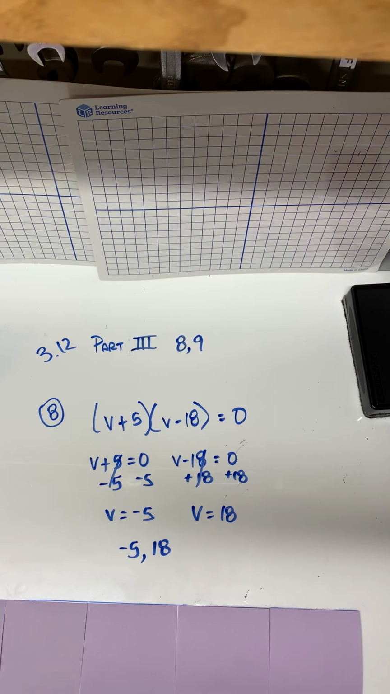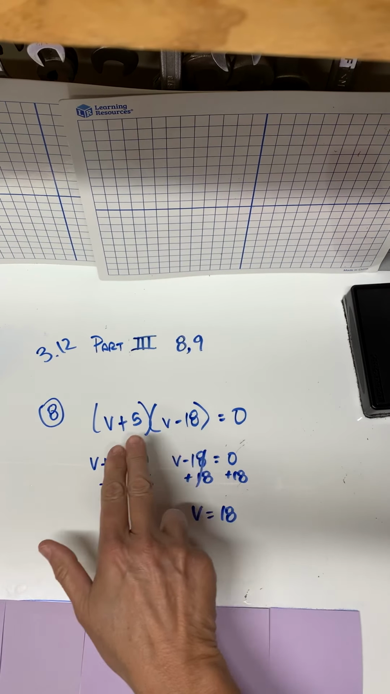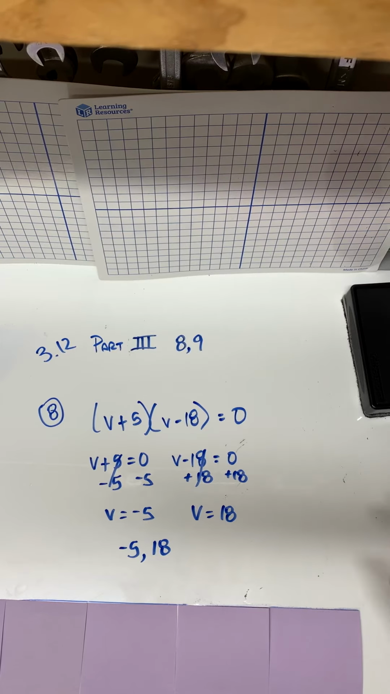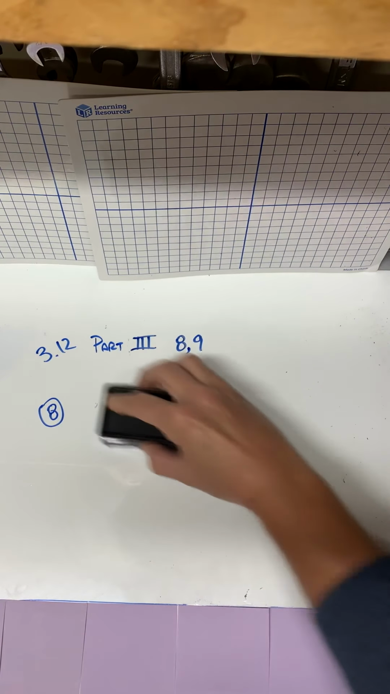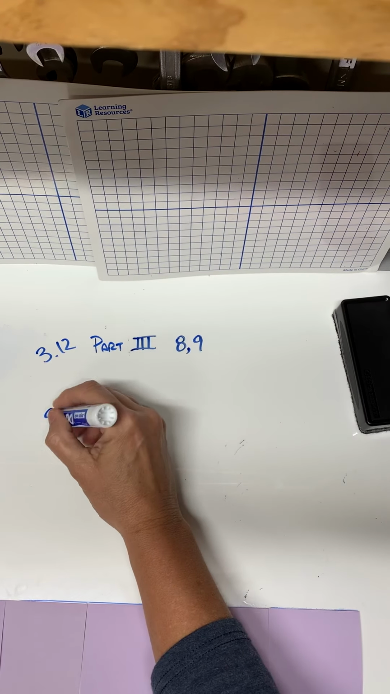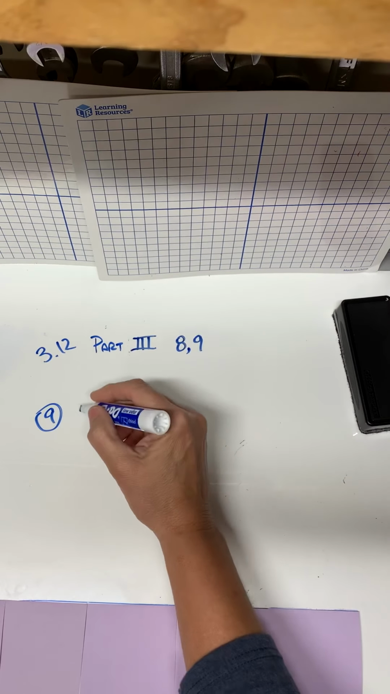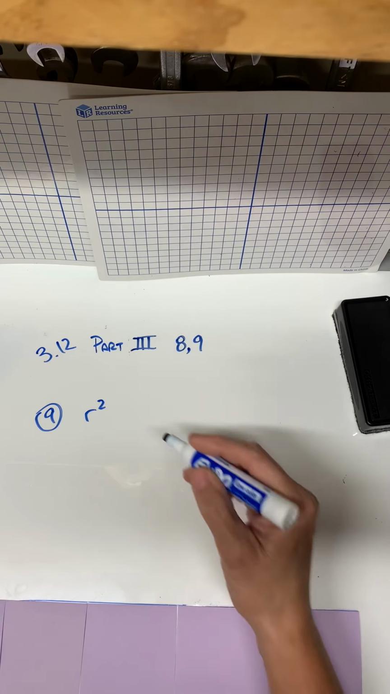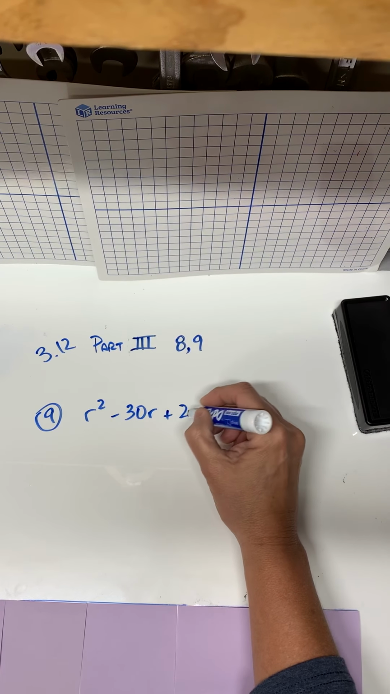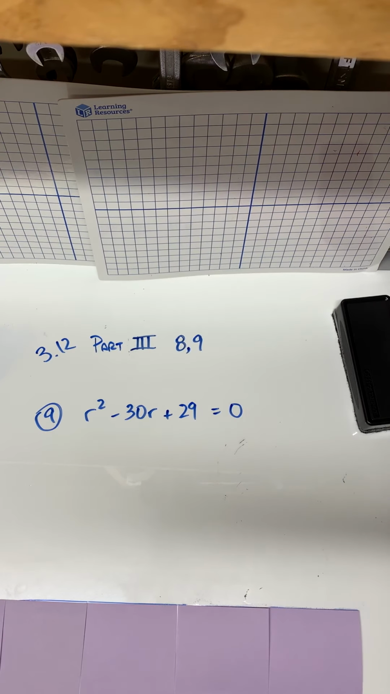This question isn't too bad because they already have the two factors and we just set them each to 0 and solve. But if we look at question number 9, we have to do a little more work. So this is where we put what we learned in part 2 together with part 3. So question number 9, I have r squared minus 30r plus 29 equals 0.